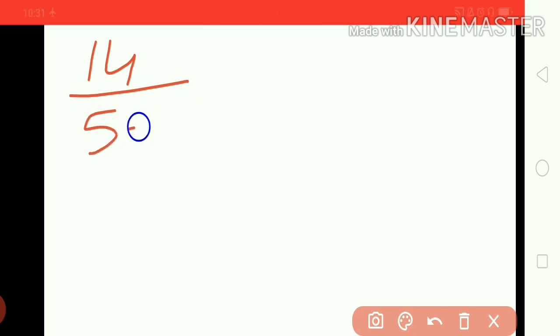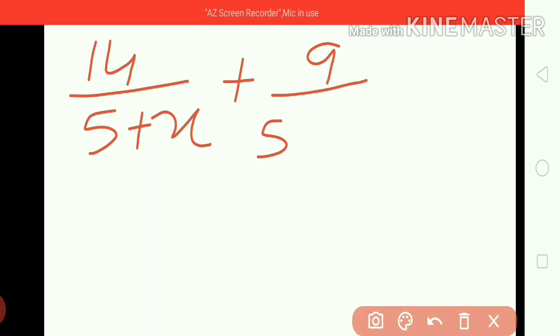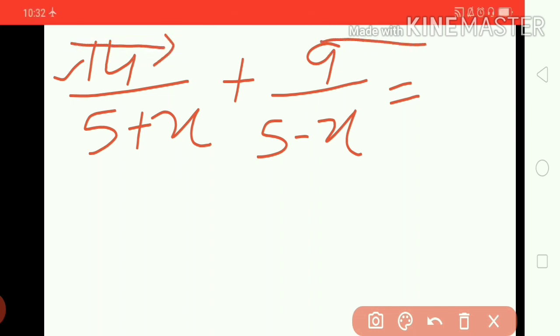So let us solve it. We are given 14 kilometers distance at the speed of 5 plus x and a 9 kilometer distance at the speed of 5 minus x, and the total time. This is also time, this is the time when the boat goes downstream, and this is for upstream.